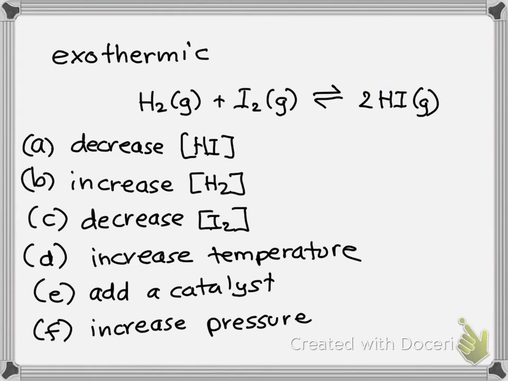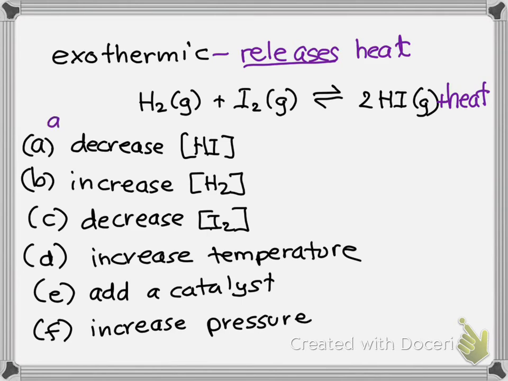So I see this is exothermic, and exothermic releases heat. I remember from the first page, when we release heat, we can think of heat as a product, so I just write it over there, plus heat. Now when we're adding and taking away reaction components, if we add, it goes to the opposite side, and if we remove, it goes to the same side. So I'm going to do it in different colors here so we can see.